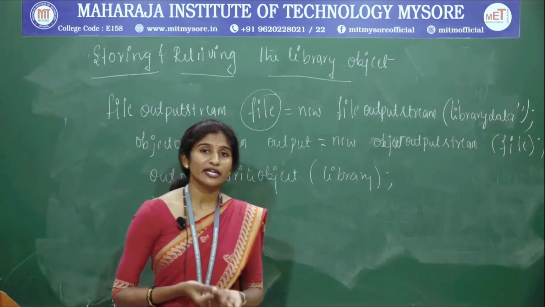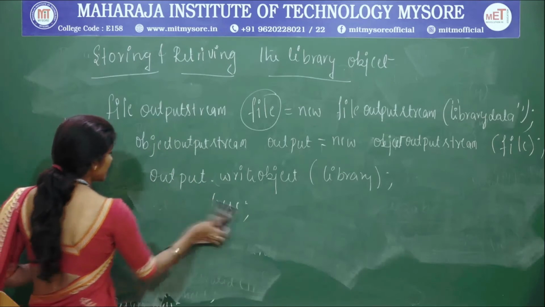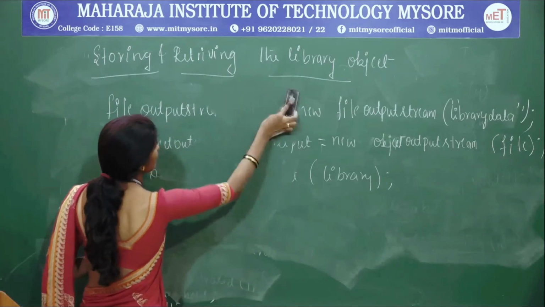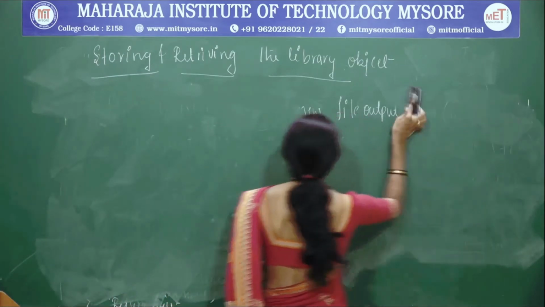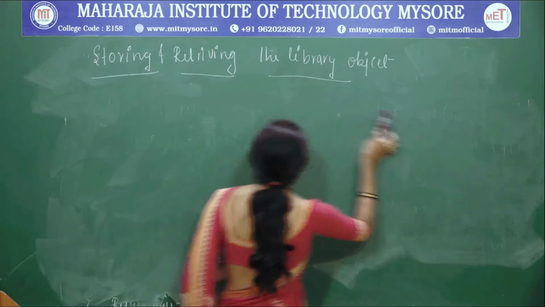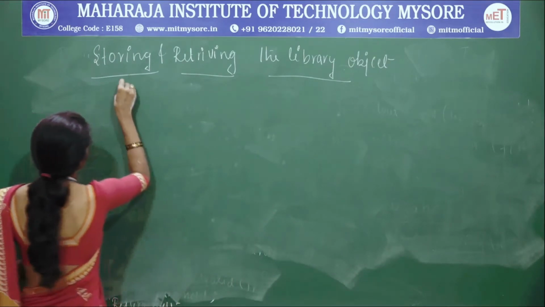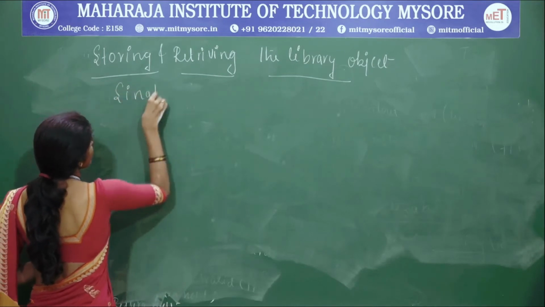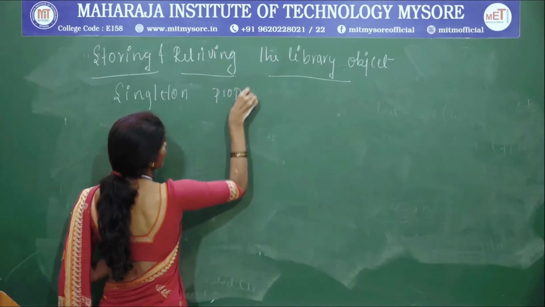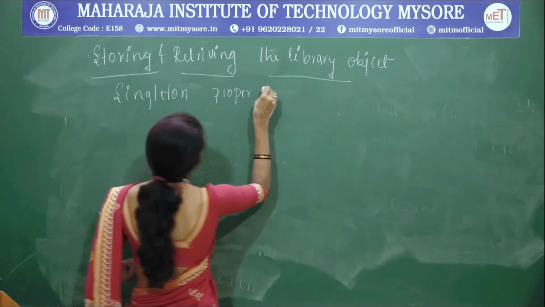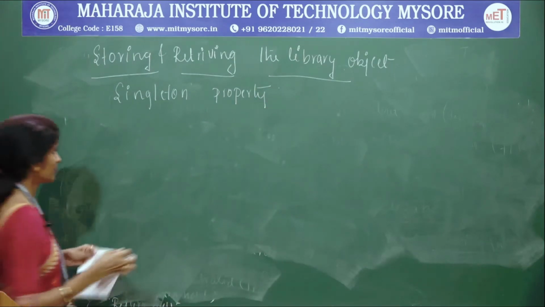Now we will see how to maintain the singleton property. Singleton property is nothing but maintaining one instance for one class. One class maintaining one single instance. So we will see how we are going to maintain the singleton property. I'll write up the code.